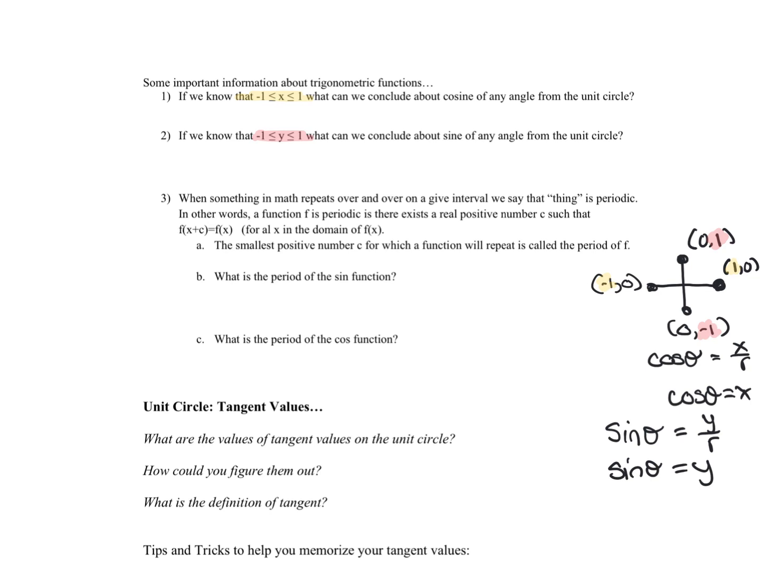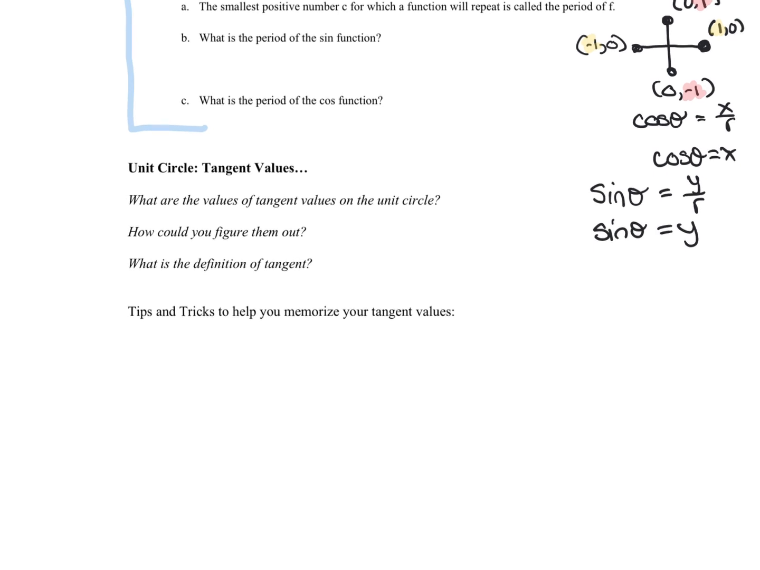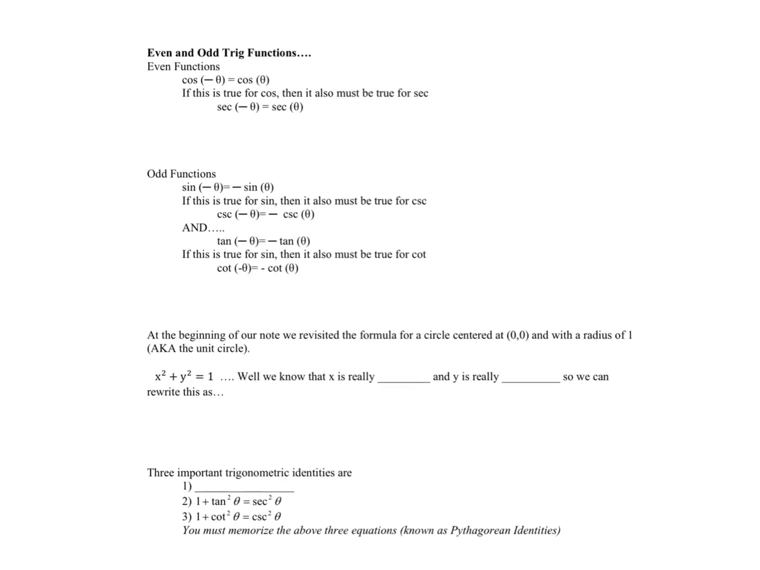We're going to skip over this bit until we graph. We'll come back to that, which is going to be at the end of this packet. Tangent values in the unit circle, we're going to do that in class on the circle. And this last page, we will come back to when we do some more analytic tricks. So we'll hold on to this one, and we'll come back to it.